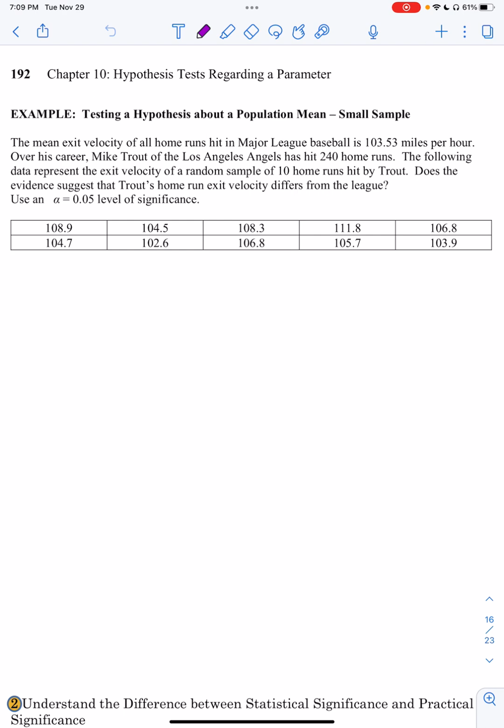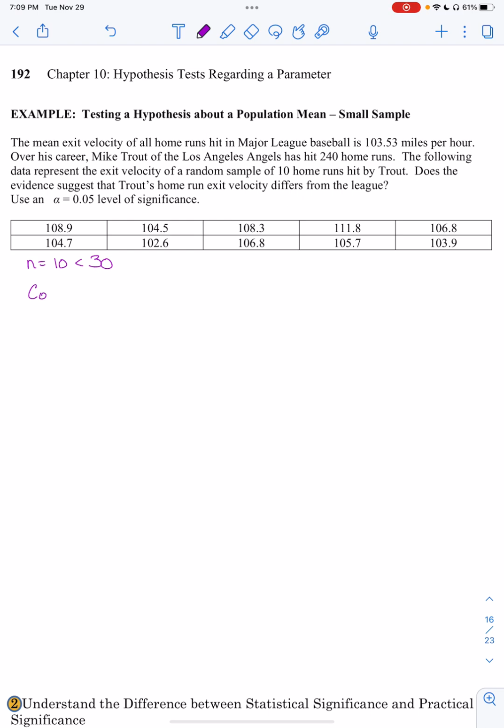So you can see that this time we have a data set. If you look here, we have n equals 10, which is definitely below our threshold of 30, which means that we have a small sample. So we can't assume that this is normal. Remember, we had some methods that we learned in section 9.2 to figure out whether or not we could assume the small sample was normal.